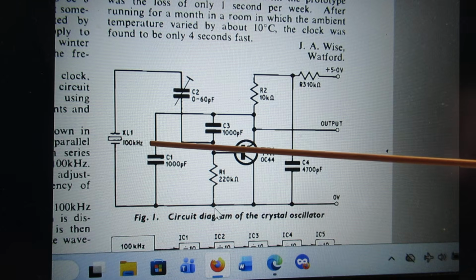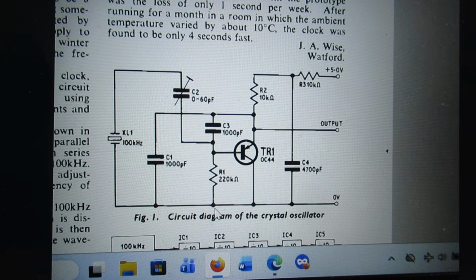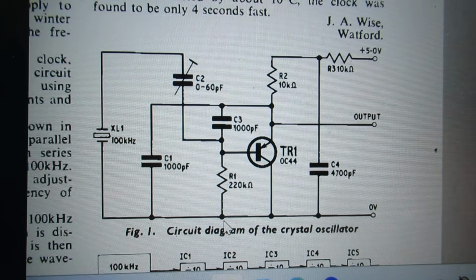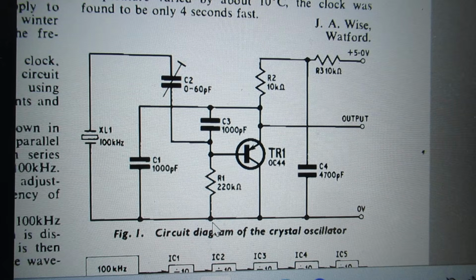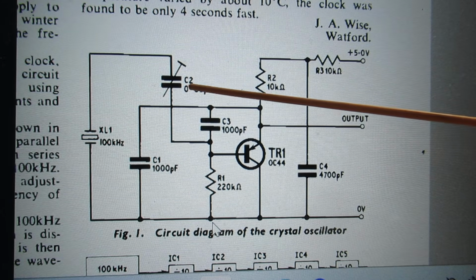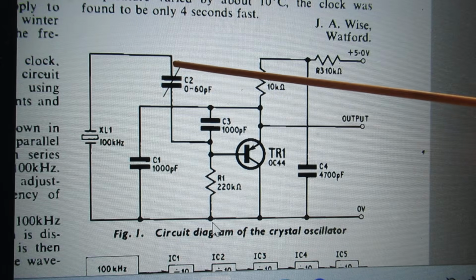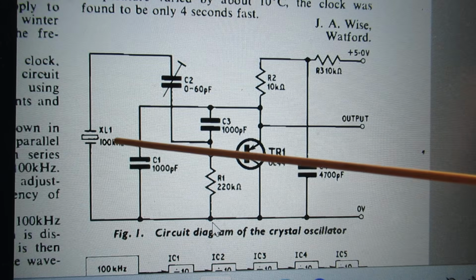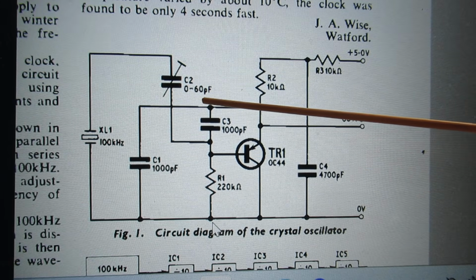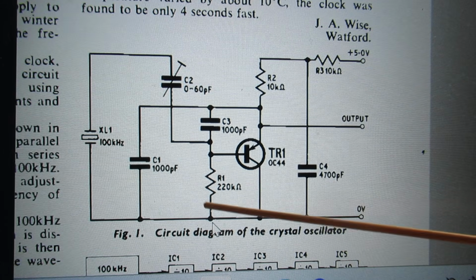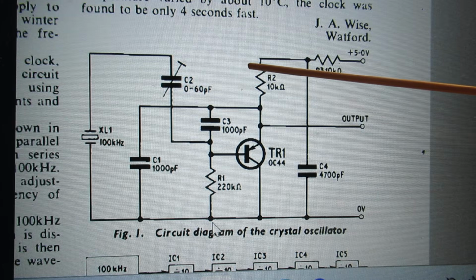This is a 100 kilocycles crystal. Well, perhaps it will not be very easy to find that crystal, but anyway, I think it can work nicely. And here you can set the coupling to the crystal. That coupling is also responsible for the oscillation or not. It's going from 0 to 60 picofarad. And this is a 220 kilo ohm resistor.